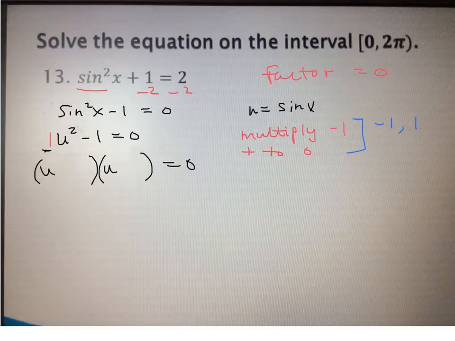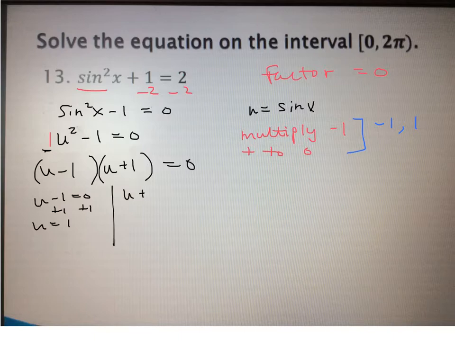I'm not going to give you a coefficient greater than 1 on the test. So I'd have -1 and +1. And then go ahead and set each factor equal to 0 and solve for it. So there's 1, and then here's my other one. Subtract 1 from both sides.